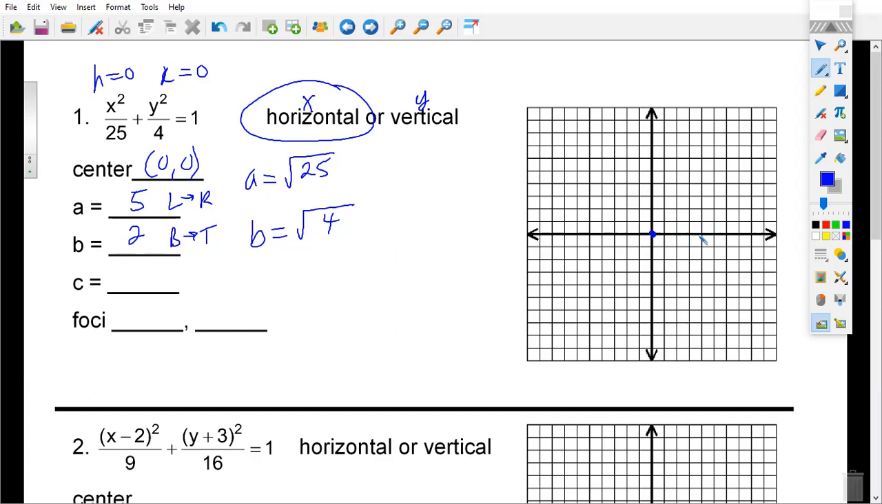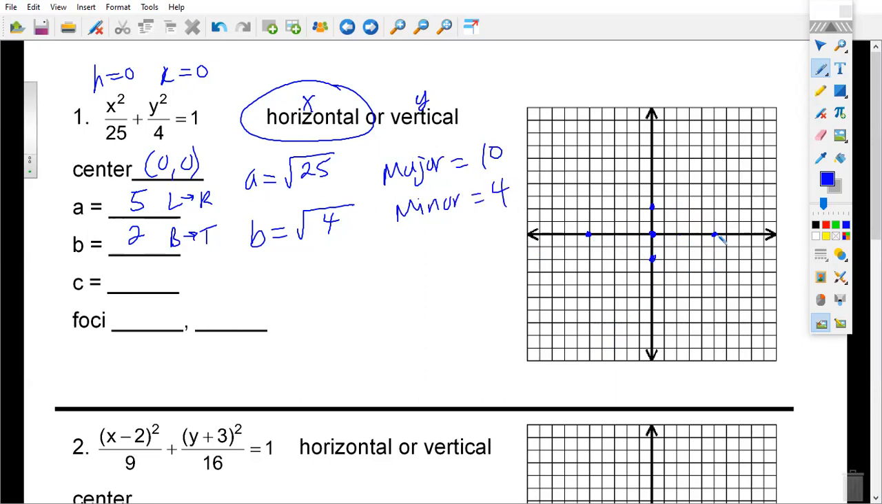Okay, so I'm going to go 5 to the right. 1, 2, 3, 4, 5. 5 to the left. 1, 2, 3, 4, 5. And I'm going to go 2 up. 1, 2. 2 down. 1, 2. Should have used up and down. I'm going to use bottom to top. Either way. Okay, so therefore we know that our major equals 10 and our minor equals 4 units.